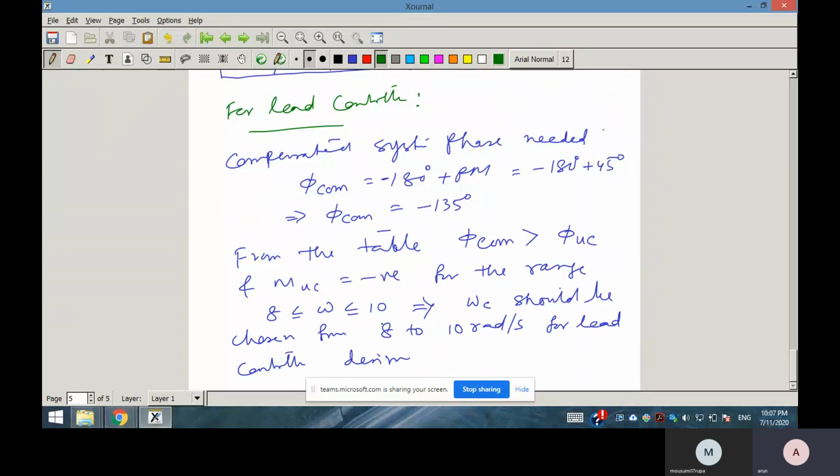Okay, so this is your omega 2 equal to 8 to 10 radian per second. Now once this frequency selection is over and the lead controller is over, it will be very simple. All the tools and equations, we know how to design; you have already designed.